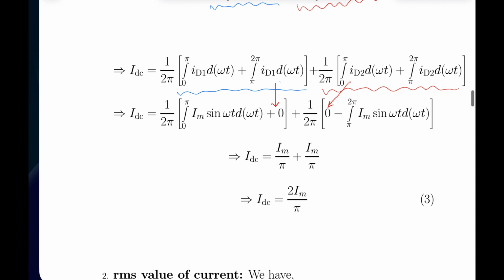IDC equal to 1/2 pi integral from 0 to pi Im sin omega t d omega t minus 1/2 pi integral from pi to 2 pi Im sin omega t d omega t. So when integrated, the first term gives you Im by pi. The second term also gives you Im by pi. So IDC is equal to 2Im by pi. Okay.